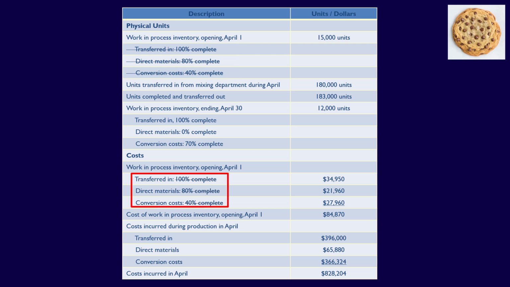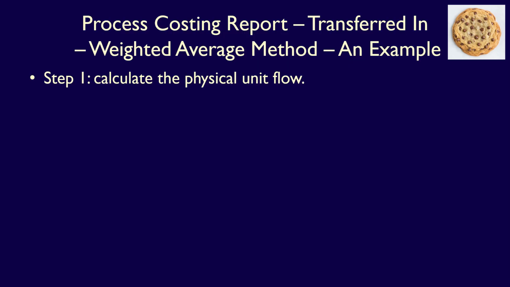inventory physical units. We also don't use the percentage complete for the opening work in process inventory costs. So we strike through 100% complete, 80% complete, and 40% complete. Note that we do need to know where the costs come from, so we only strike through the percentages, not the description. We now have the information we need to complete the process costing report, which we will do using a step-by-step process. Step 1 is to calculate the physical unit flow. That means we have to understand how many incomplete units there were at the start of the period and how many units were started during the period.